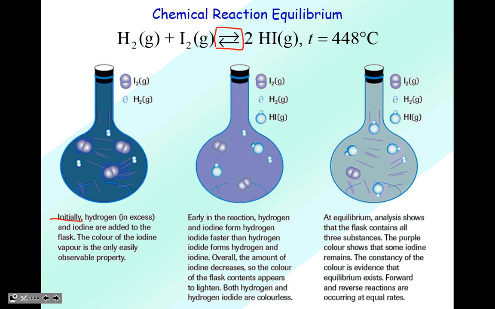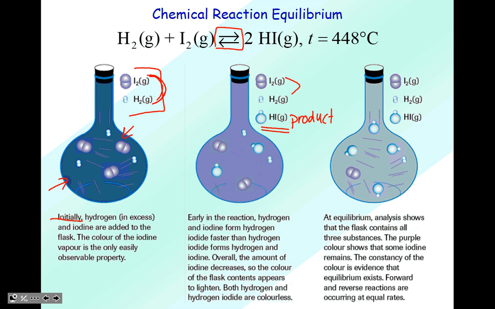So initially, hydrogen happens to be in excess and iodine are added to the flask. The color of the iodine vapor is the only easily observable property, so it's quite dark. This just tells you that in the very beginning, all you have are the reactants, the I2 gas and the H2 gas. So it's quite dark purple. This is just a physical observation that there's a lot of reactants. So as these two are added, at some point they're going to start reacting. As they start reacting, you'll see that all of a sudden you have a new player, and that's your product, right?